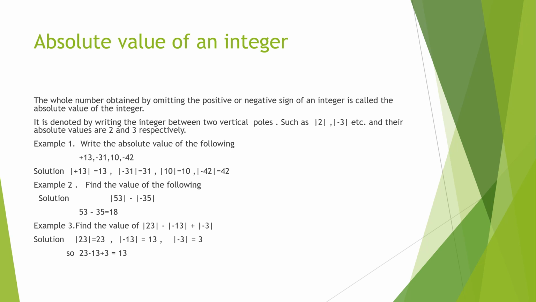Another example, find the value of absolute value of 23 minus absolute value of minus 13 plus absolute value of minus 3. So first we consider the absolute values of 23, minus 13 and minus 3. Absolute value of 23 by omitting positive sign is 23. Absolute value of minus 13 by omitting its negative sign is 13. Absolute value of minus 3 by omitting its negative sign is 3. So we are getting 23 minus 13 plus 3, which is equal to 13.